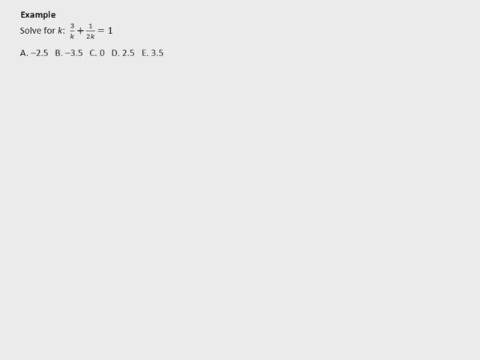Solve for k. 3 upon k plus 1 over 2k is equal to 1. So I have 3 over k plus 1 over 2k equal to 1. What do I do when I have two such fractions? Well, I take the LCM. What's the LCM of k and 2k? It's 2k. So my LCM is 2k.